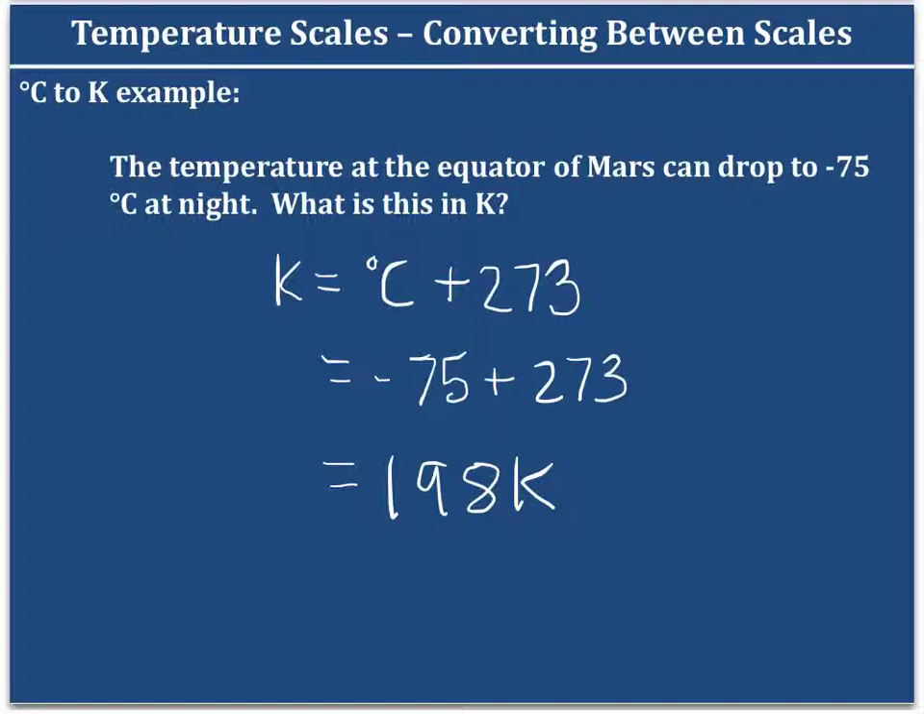Now, just be really careful with this. It's a pretty simple equation, but make sure you're adding and subtracting in the right spots. So when you're going from Celsius to Kelvin, you're adding the 273. The opposite way, Kelvin to Celsius, you're subtracting 273. So if you ever come up with a Kelvin temperature that is negative, you know something went wrong in your calculation. Because remember, the Kelvin scale is the absolute scale. The lowest possible temperature is 0 kelvins.